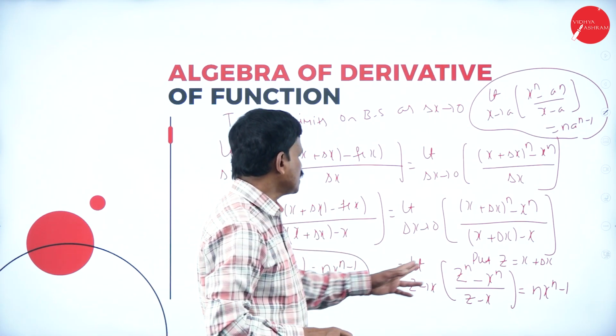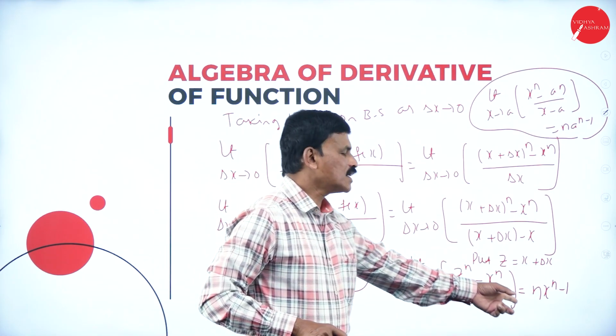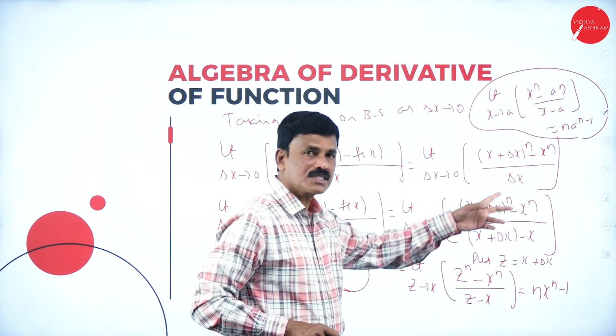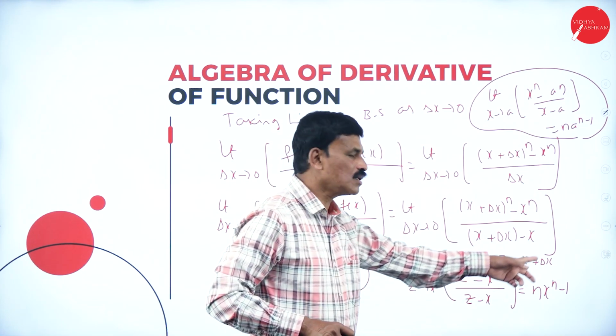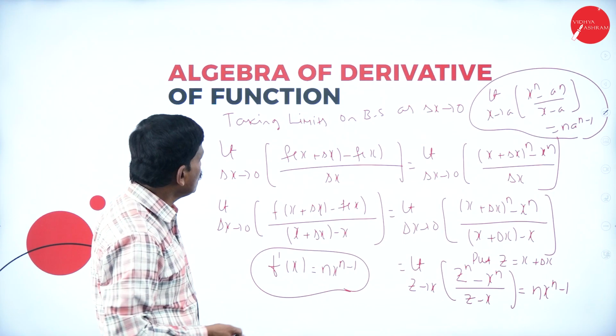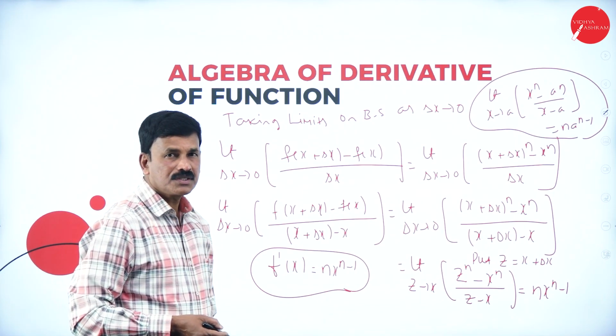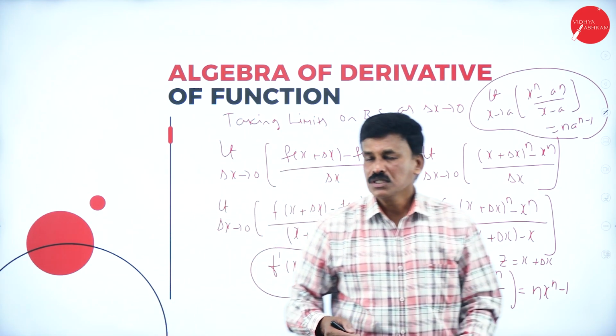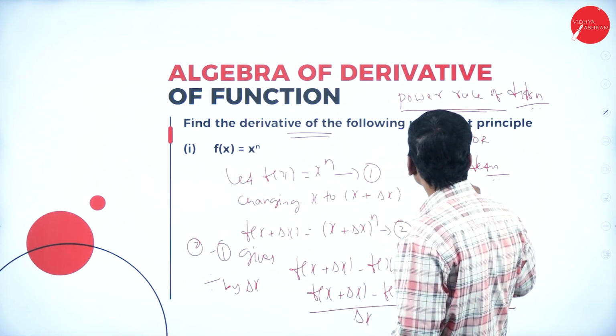So when the limit z tends to x, n is n as it is, and a is x to the power of n minus 1. So we get n x to the power of n minus 1. This is called the power rule of differentiation. Now, this is a very important concept, right? So in general, what is the conclusion?